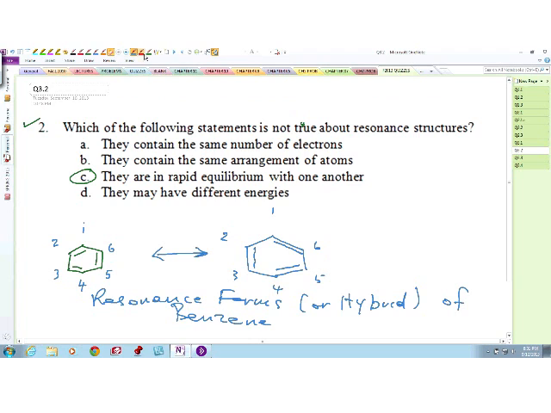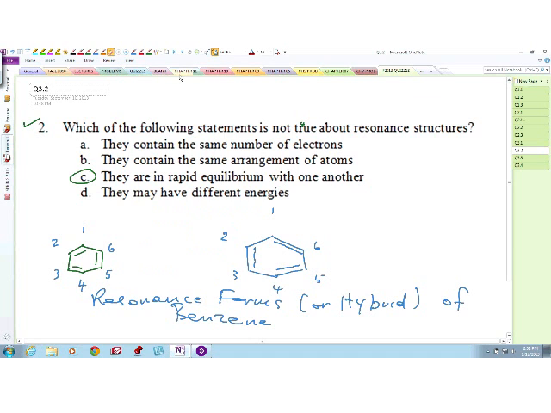Okay? So supposing if I did this, would that be true? No, that would not be true. That is an equilibrium, and that is what C is saying. In other words, resonance structures are not equilibrium. So we cannot say this, okay? So just know that resonance structures are not equilibrium. So you guys got that right.